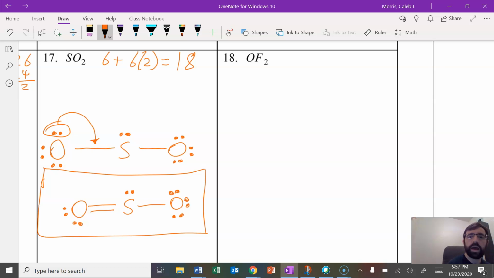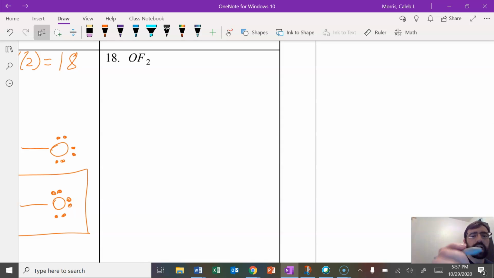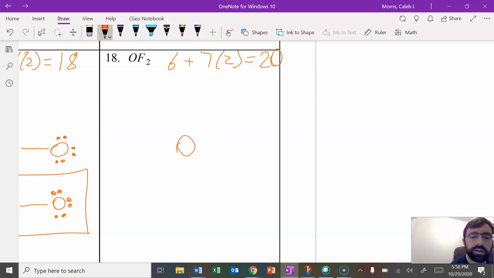All right, then we get to OF2. Oxygen has 6 valence electrons. Fluorine has 7 times 2. So we have 6 plus 14, which would give us 20 valence electrons. Start with oxygen in the middle, 2 fluorines. Connect them each with 1 bond. And then we'll keep going.